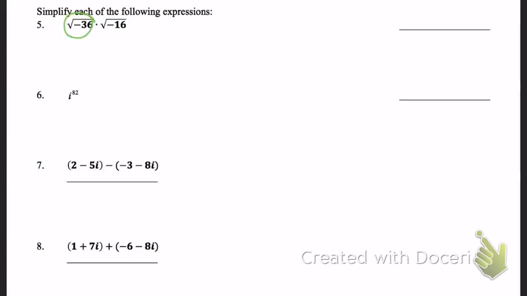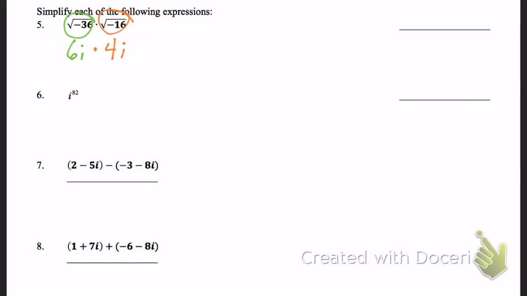So if we look at number 5, if I want to simplify this, I would take this square root of negative 36, and what would that become? i square root 36, and the square root of 36 is 6. So I could write this as 6i. Then I could rewrite the square root of negative 16 as i square root 16, and the square root of 16 is 4. So 4i.